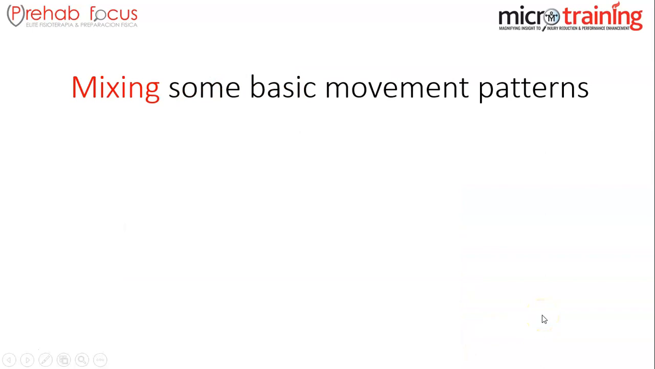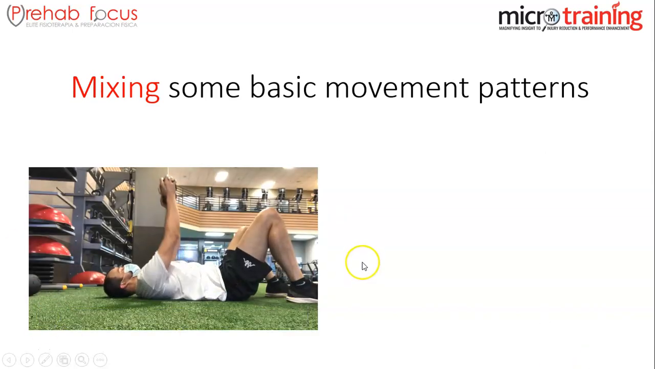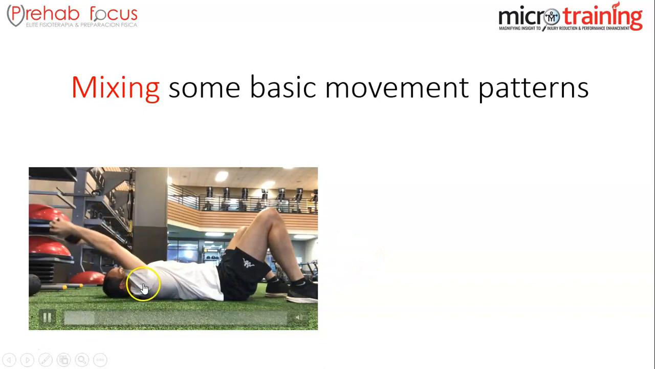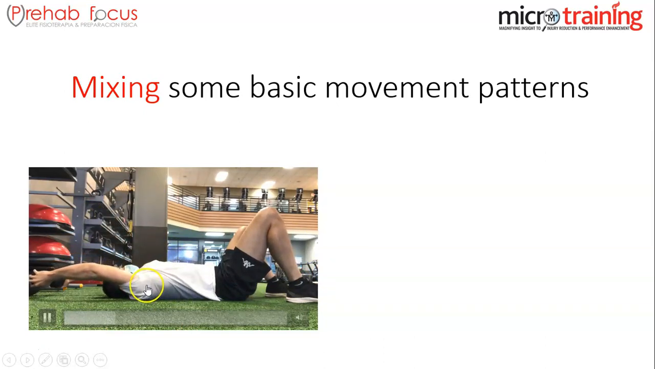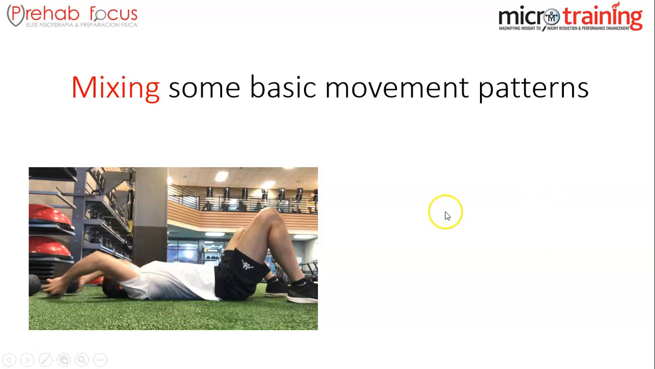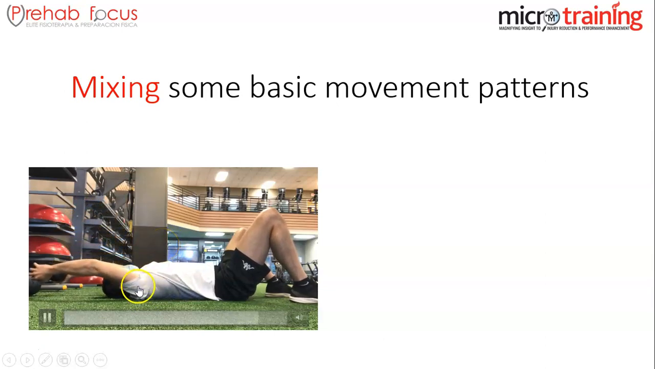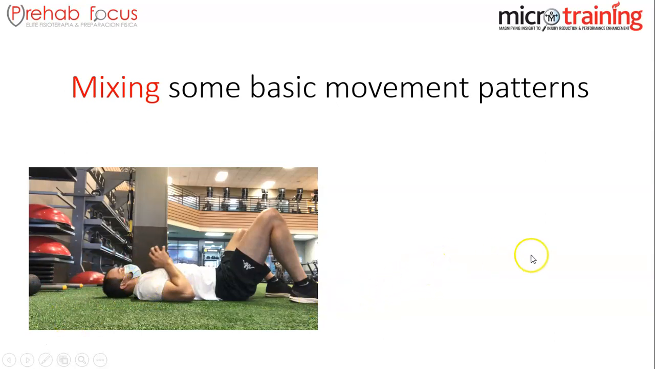Okay, mixing some basic movement patterns. We can make some mixes. For example, over here, a very useful exercise from a lying supine position with bent knees. We're mixing vertical and horizontal push with an eccentric vertical press. Over here, a very important and very useful exercise when it comes to increasing range of motion, as we mentioned before.